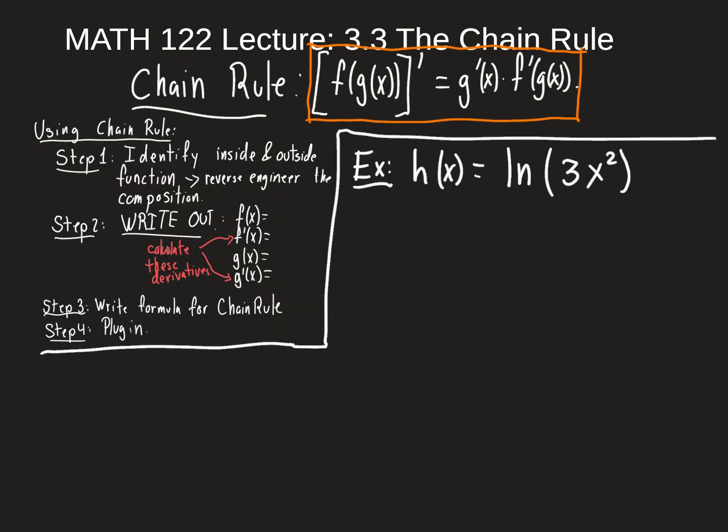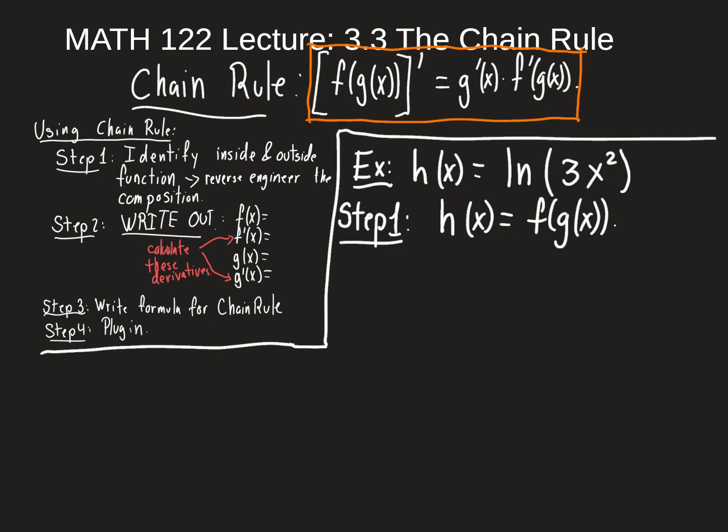So as usual, let's tackle some examples. And the first one I want to go over is this one, where we have a function h of x, which is equal to ln of 3x squared. And we want to find its derivative. So step 1 is to identify the inside and the outside function. In other words, we want to write h of x as equal to f of g of x.